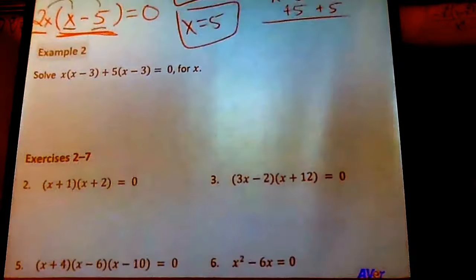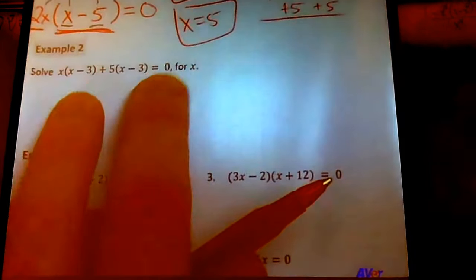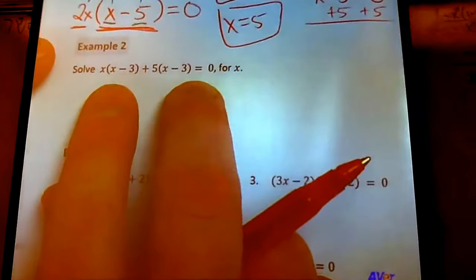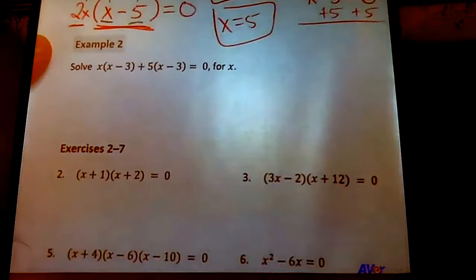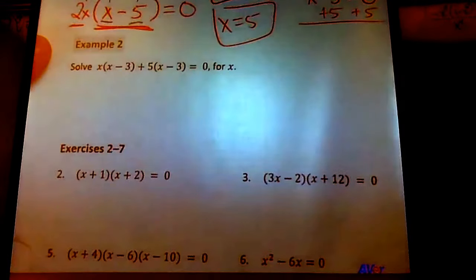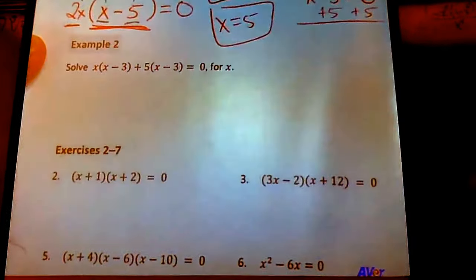Holy smokes, this is the hardest one we'll see. It's just so many words.